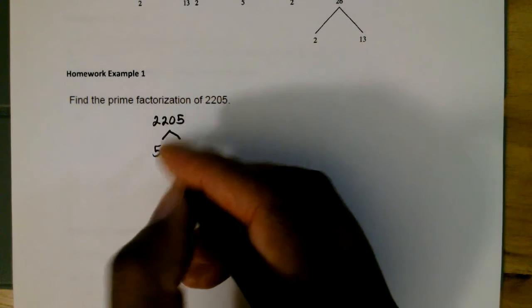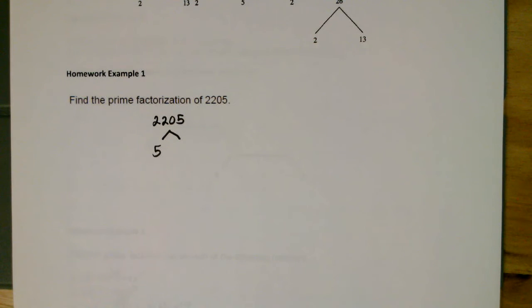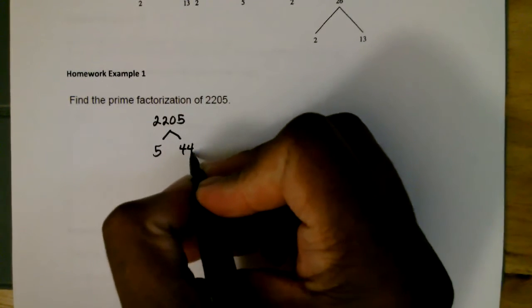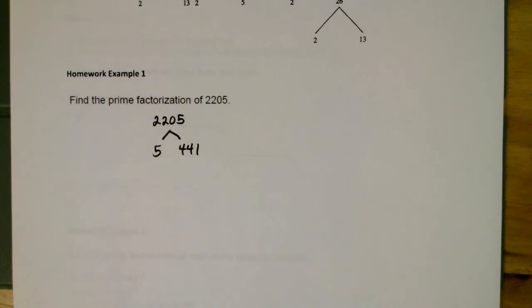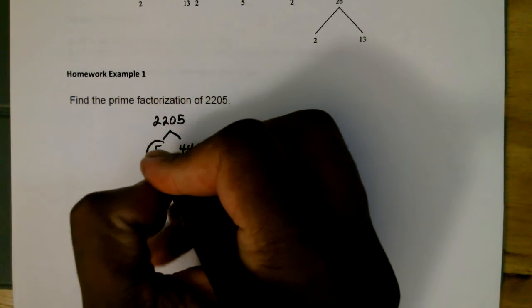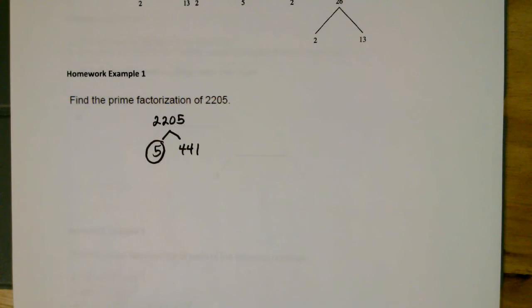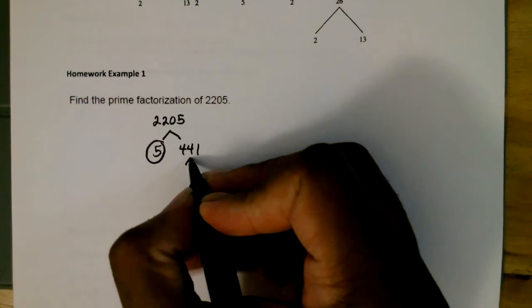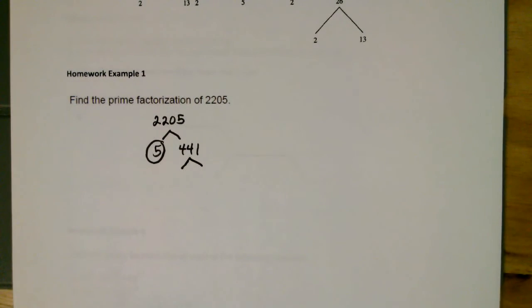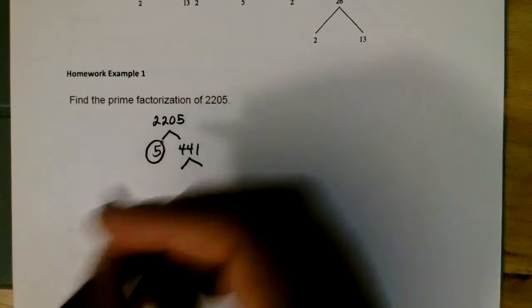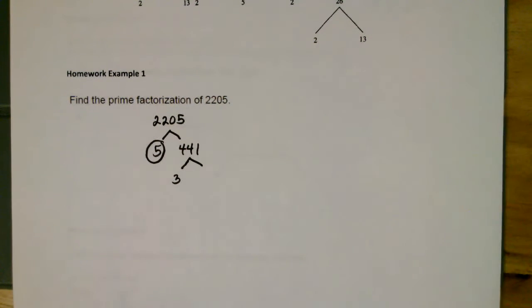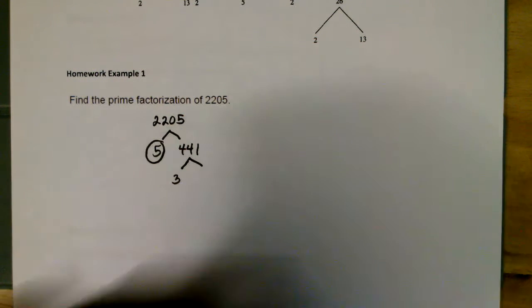And now we're going to divide 5 into 2,205, which will be 441. And 5 is a prime number, so what I would do is circle the 5, since it is prime. Now for 441, we're not going to be able to use 2 because 441 is not an even number. Let's try 3. So 441 divided by 3 does give us 147.